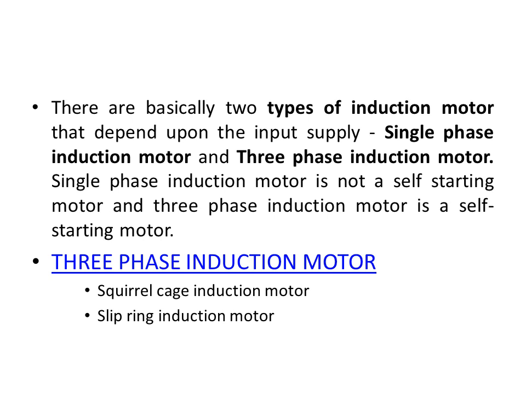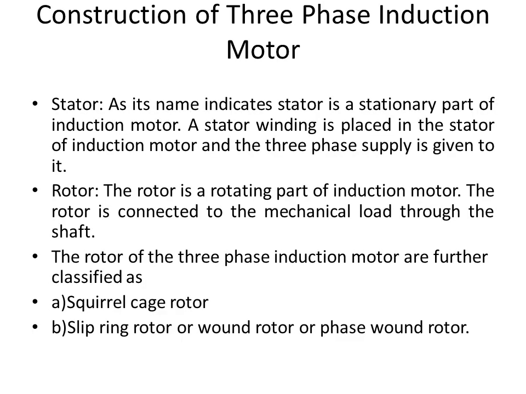There are two types, single phase and three phase induction motor. In this chapter we will study in detail the three phase induction motor. What is the construction of the induction motor? Based on the rotor type, there are two types: squirrel cage induction motor and slip ring induction motor. So let us study the construction of the three phase induction motor.